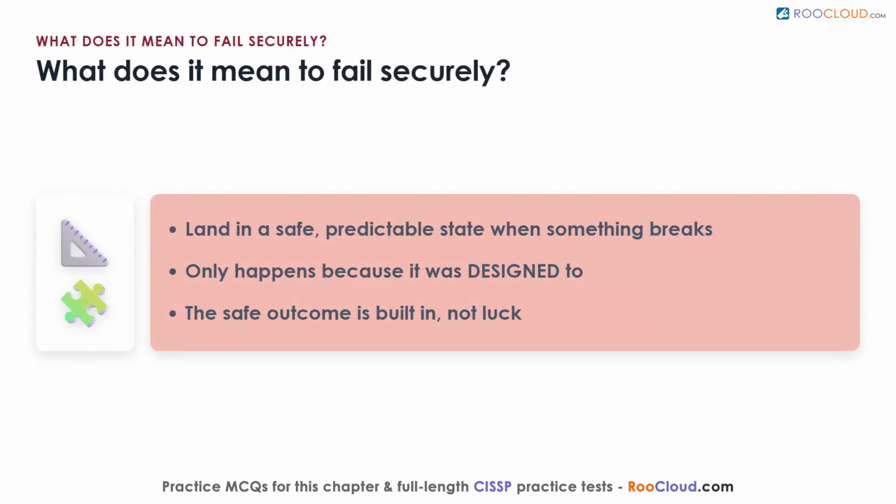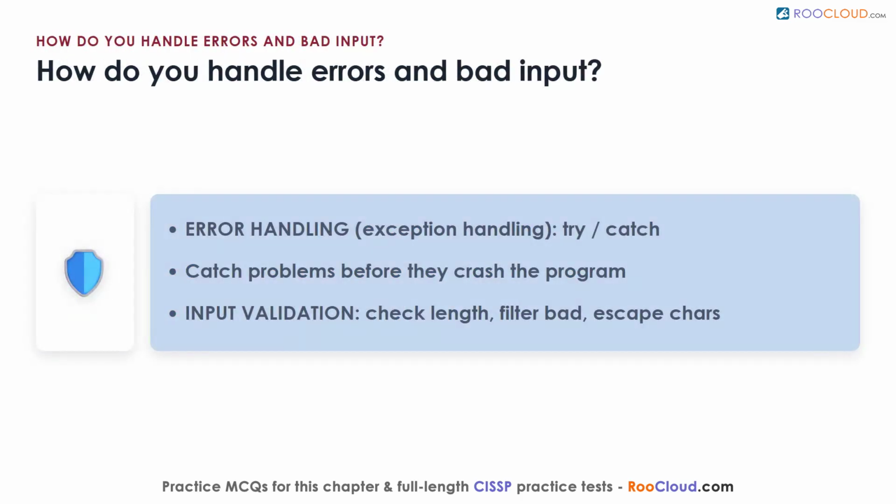So what does it mean to fail securely? It means a system is designed ahead of time to land in a safe, predictable state when something breaks. Failure can come from countless causes, but what matters is how the system responds. A program only fails securely because a developer planned for it. Think of an aircraft that is engineered so that even a hydraulic loss still leaves the pilot able to land. The safe outcome is not luck. It was built in.